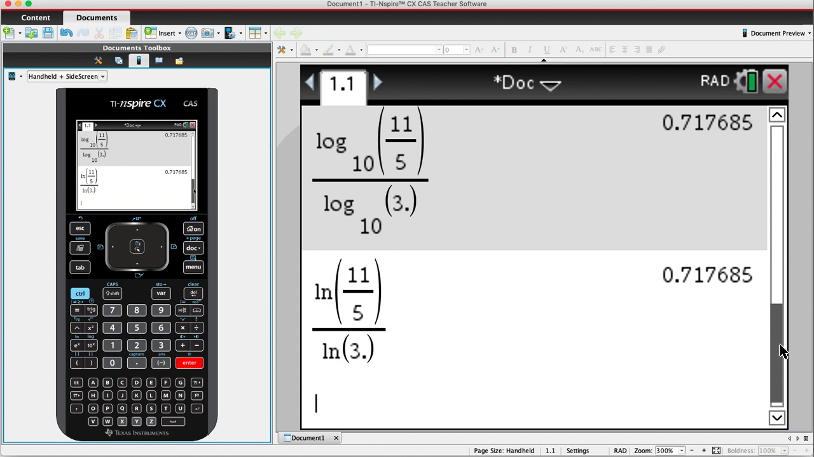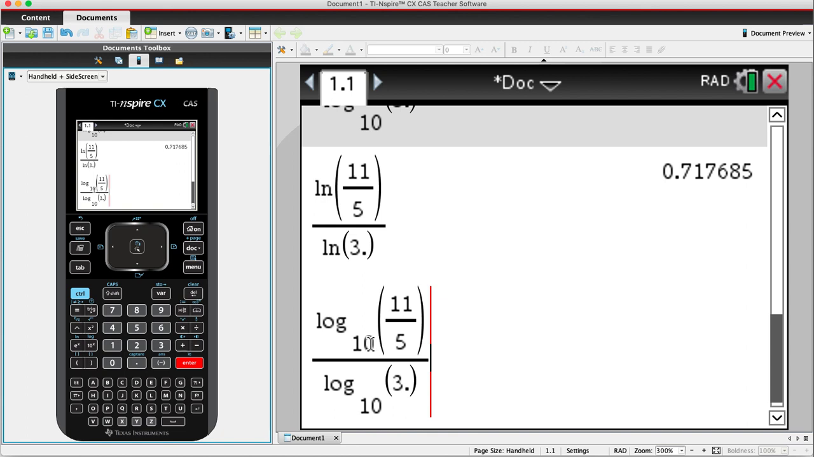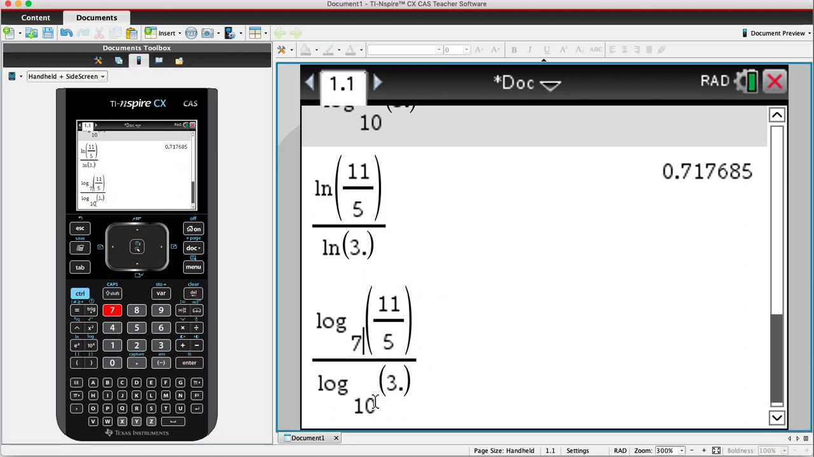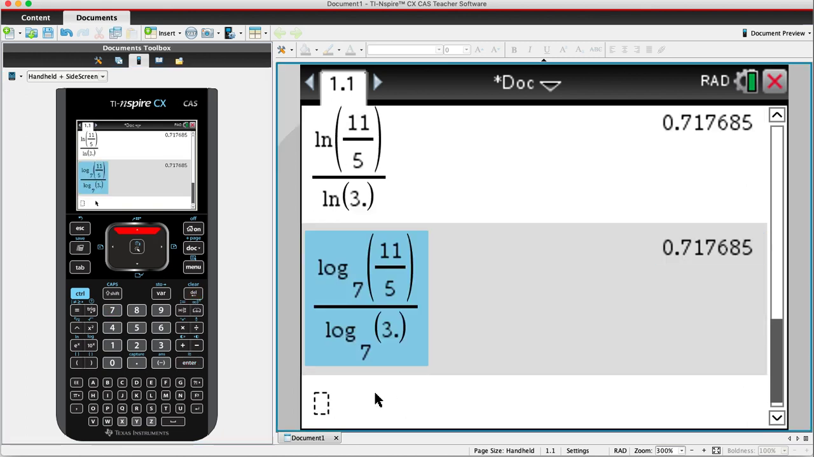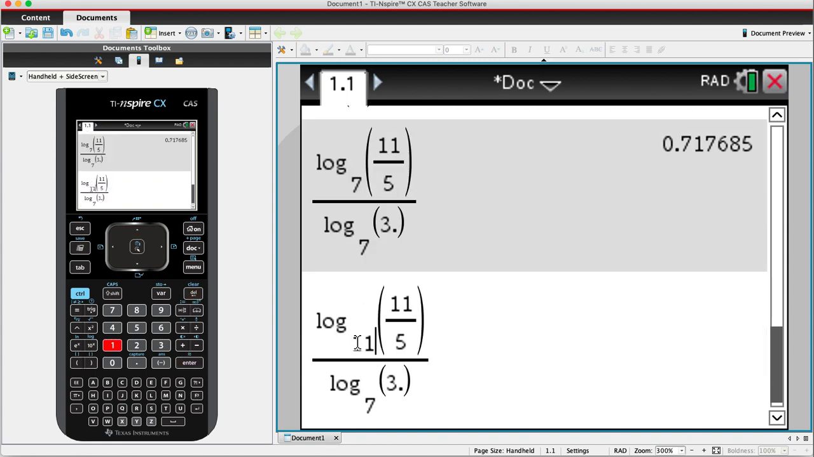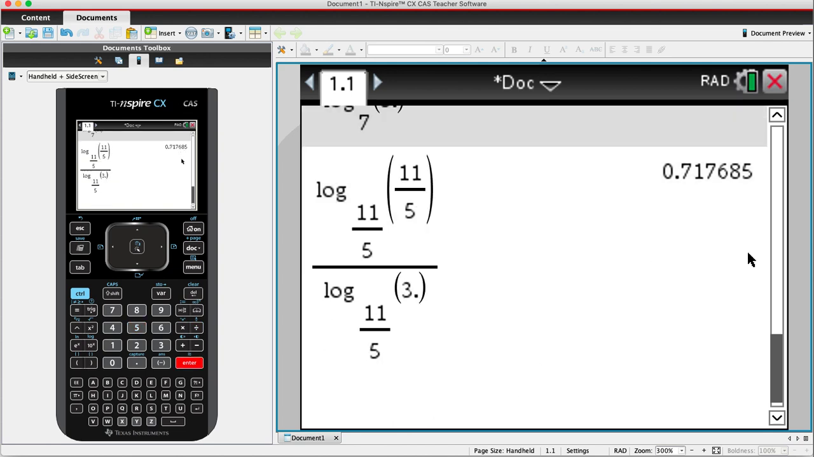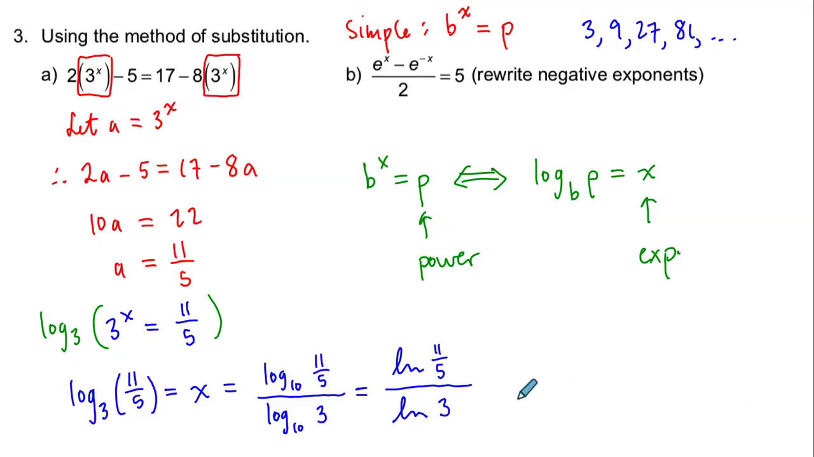And so regardless of what base I use, I can get the same decimal approximation. In fact, I can use any base I like. I can even use the base of a fraction, such as 11/5, as long as the base in the top and the bottom are the same. And I will get 0.717685, etc., which is a decimal approximation. The exact answer for that, of course, is the answer that we found on the paper. Log base 3 of 11/5. Okay, I'll clone this page and we'll take a look at part B.